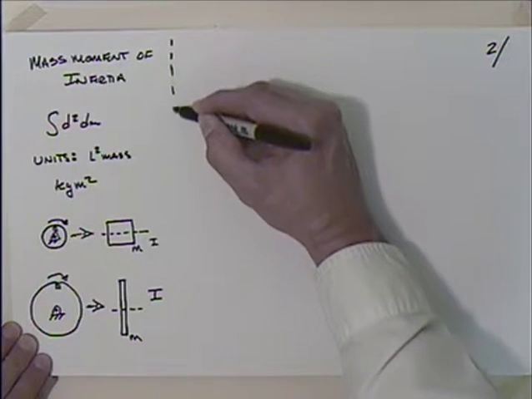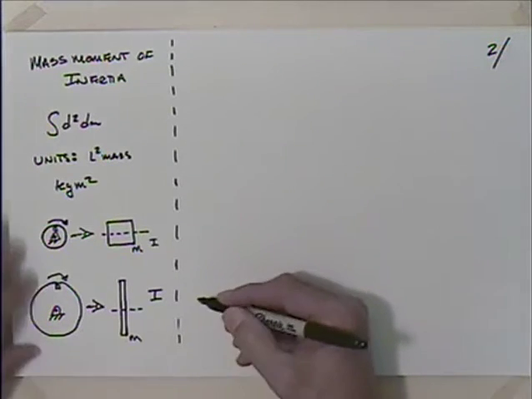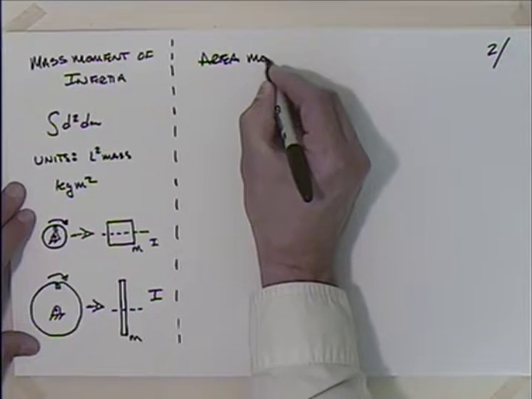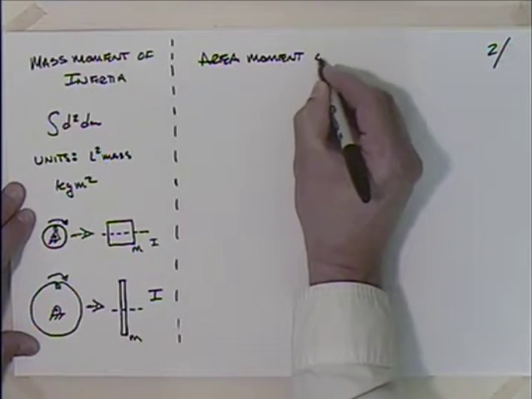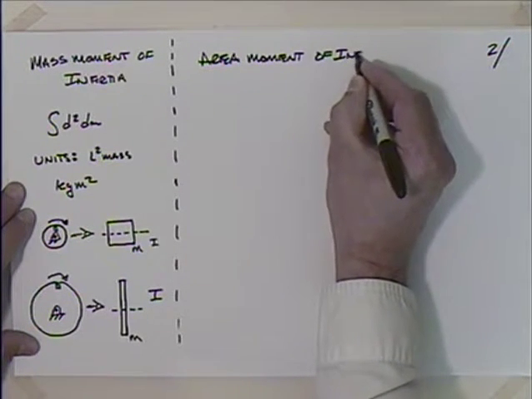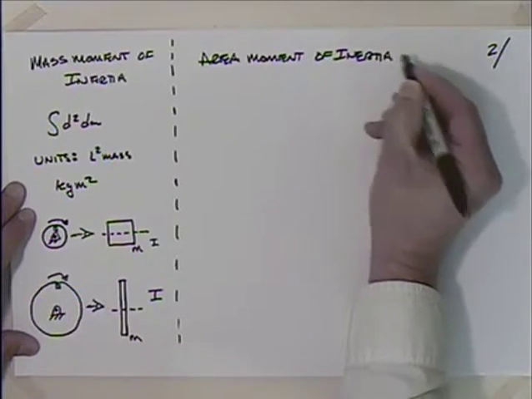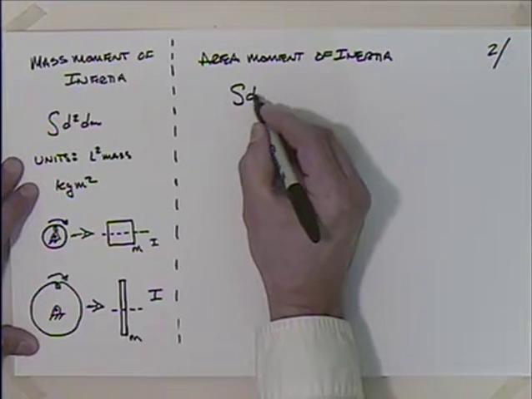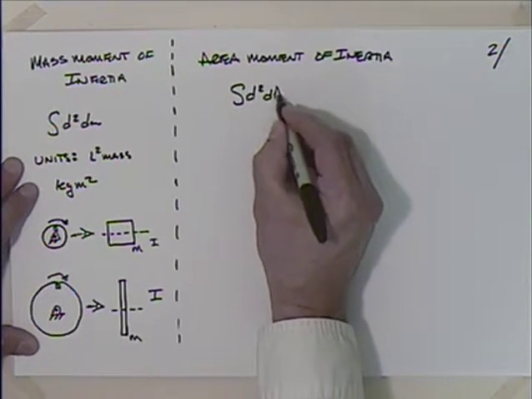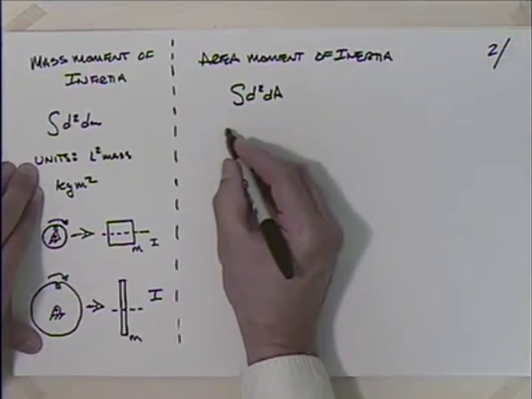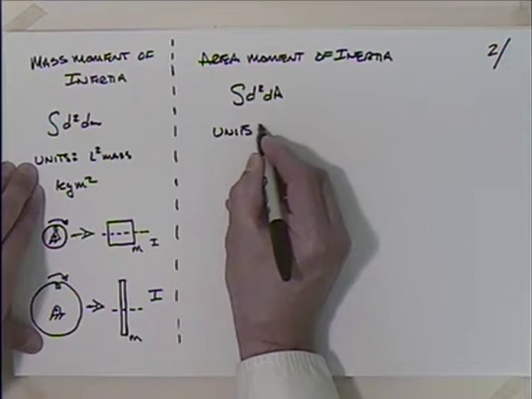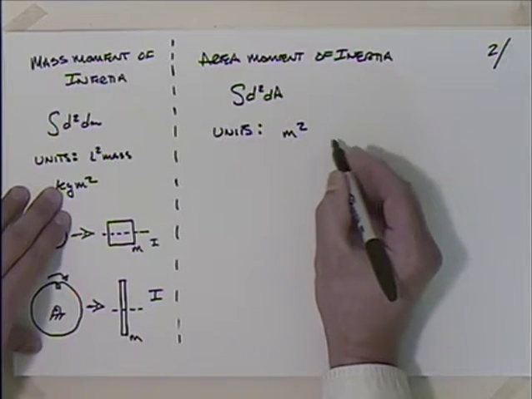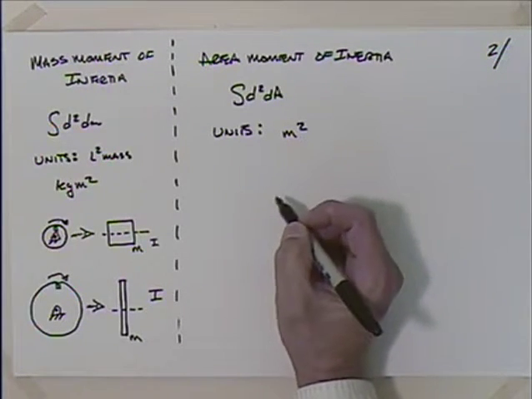So if we compare that to area moment of inertia, where we have the integral of, let's say, distance squared dA. So we're going to have units like, and if I wanted to stick with the metric, it'd be meters squared, or we might have inches squared or feet squared.